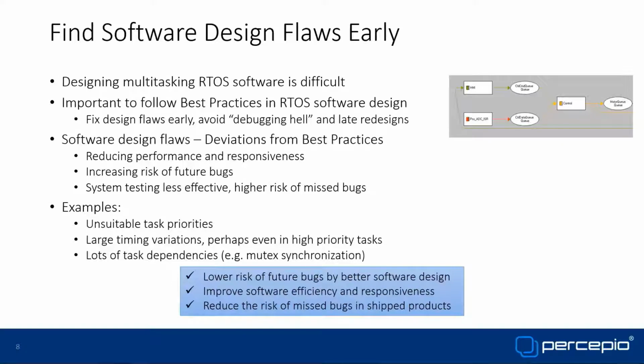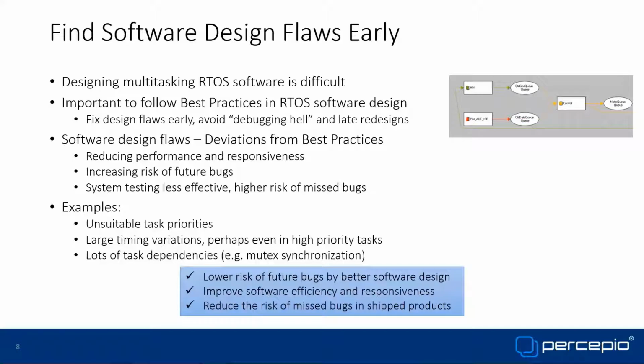Another important use of visual trace diagnostics is to find software design flaws. You have probably learned the hard way that designing RTOS-based software is quite challenging. There are best practices in RTOS software design, and these are important to follow. By design flaws, we mean deviations from these best practices. They are not necessarily functional errors, but they may reduce performance and responsiveness, increase the risk of future bugs, and make the system testing less effective.